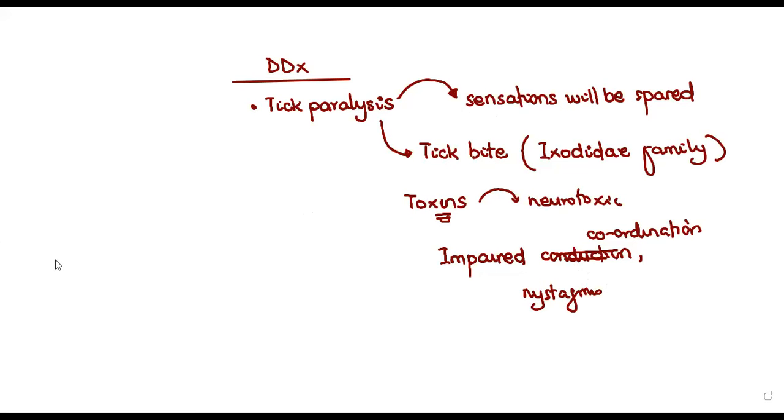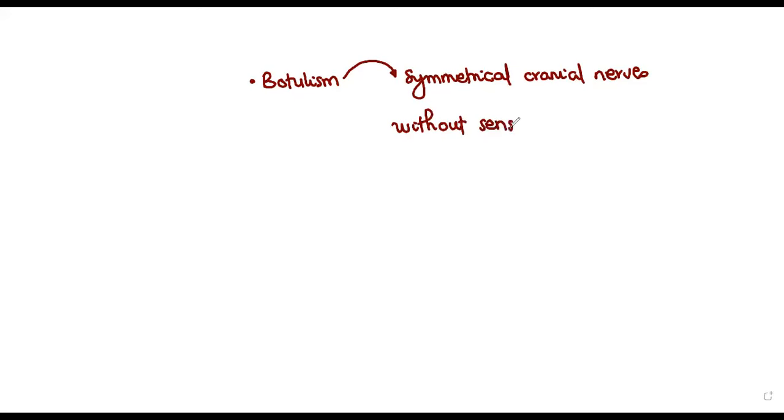Then the next thing I want to mention as a differential is botulism. So in botulism, remember what we said, the difference is that there will be a descending weakness, okay? So usually it begins with symmetrical cranial nerve palsies. So from up down, symmetrical cranial nerve palsies. You start getting things like oculomotor nerve palsy bilaterally, facial nerve palsy bilaterally, abducens nerve palsy bilaterally, and all that. And just like tick paralysis, it also does not cause sensory deficits. There is no sensory deficit, but in Guillain-Barré, there is sensory deficit.